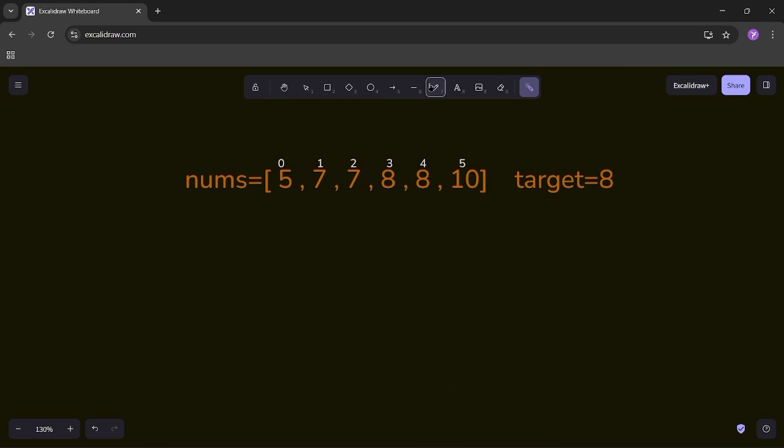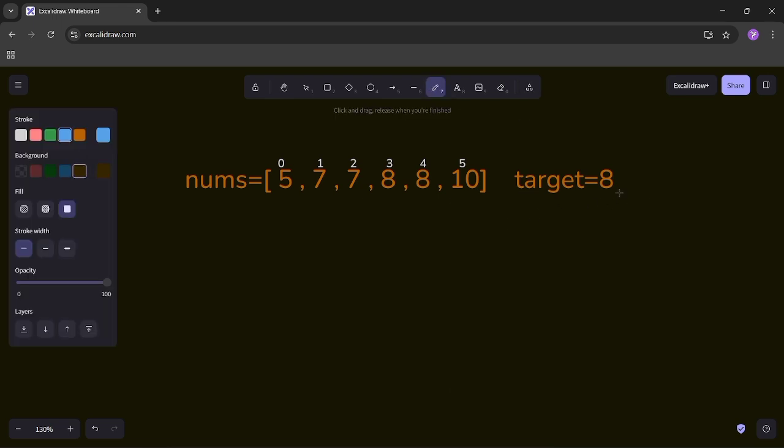Here we have target equal to 8, and we have the nums array. Right now I'm going to apply lower bound. First I'm going to find the first occurrence of this target inside our nums. We do the same as in binary search: we take a pointer low and a pointer high, and then find mid, which I think is going to be 7. Yes, this is the mid.